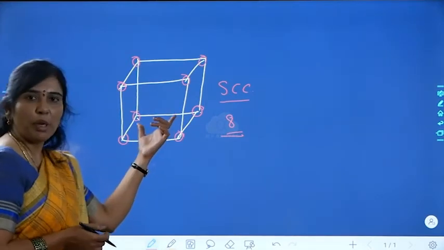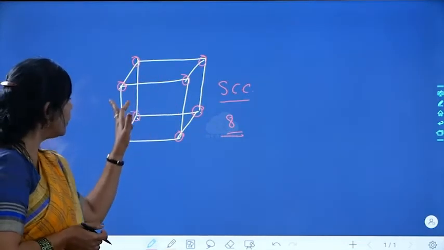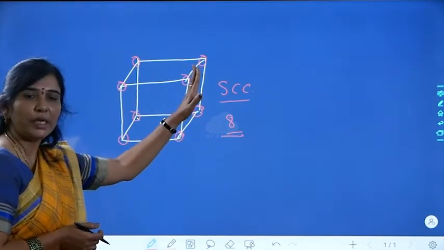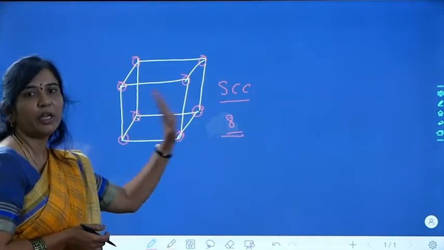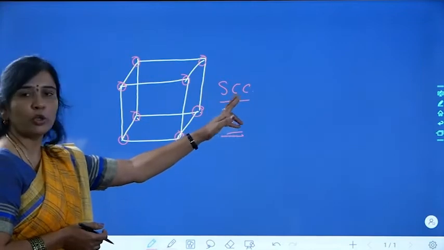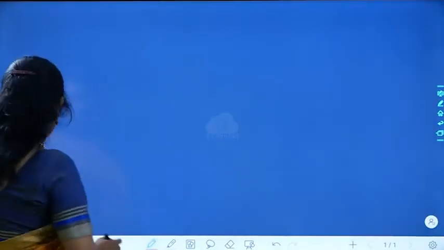So like this, you can state the definition of primitive unit cell. What do you mean by primitive unit cell? It's a unit cell in which the constituent particles are present only at the corners of the unit cell. That we call a primitive unit cell or simple cubic unit cell. I hope you understood, right?